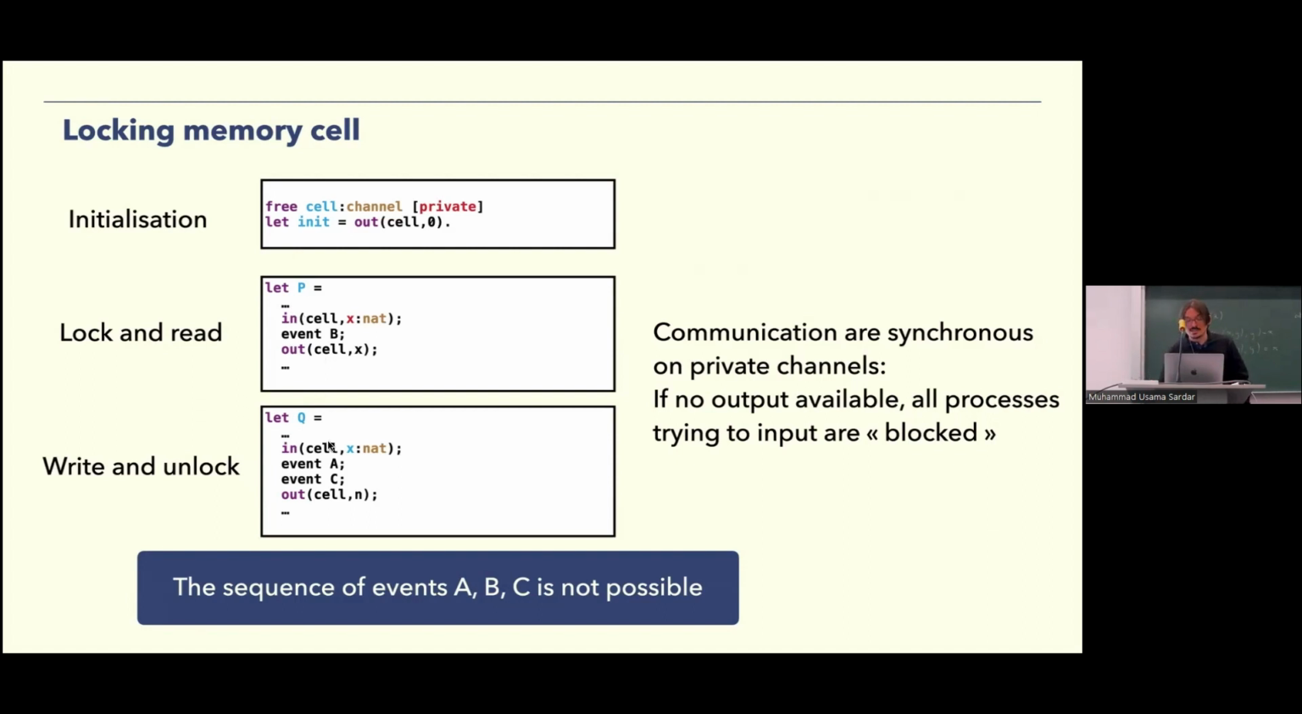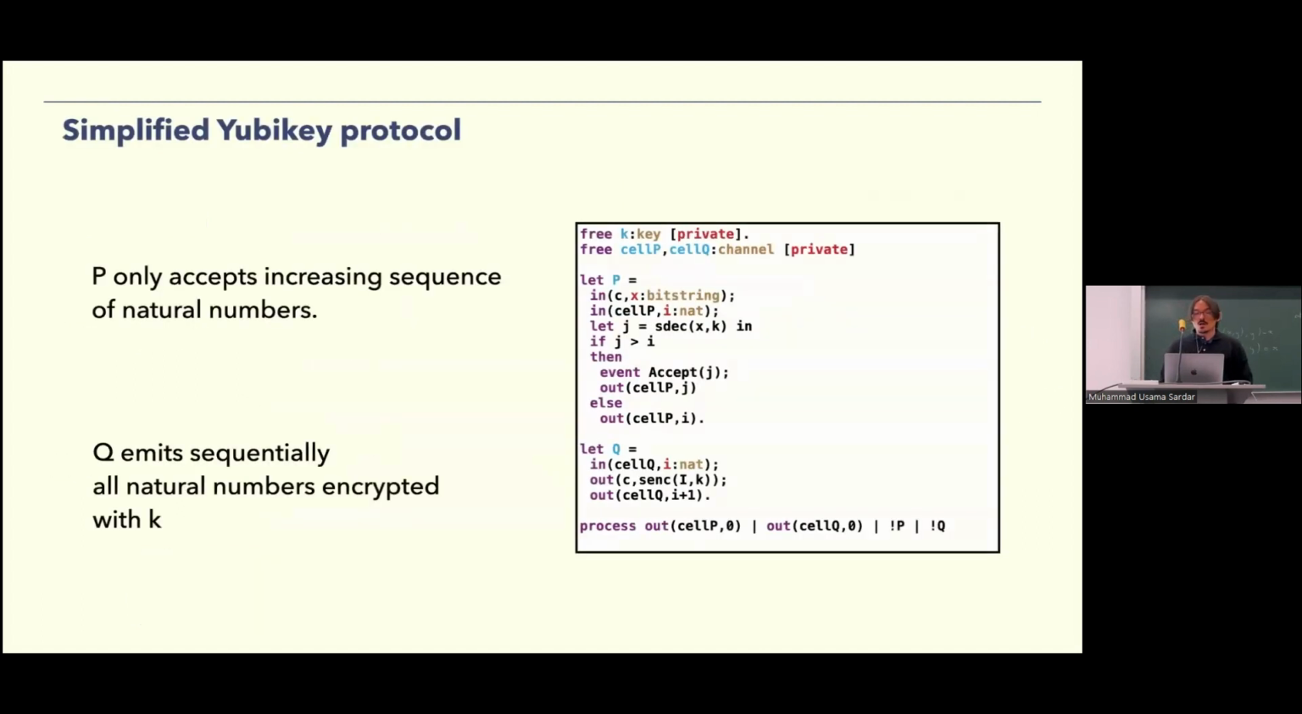And so here, for example, the sequence of events A, B, and C would not be possible because A would need to be executed here. Then B cannot be executed because there's no more output available, because the output here will be eaten by this one. So at that moment, there's no output to be executed with B. And so you must have A, C, B or B, A, C, but not A, B, C. So just to give you a very small example, that is very simple, yeah?